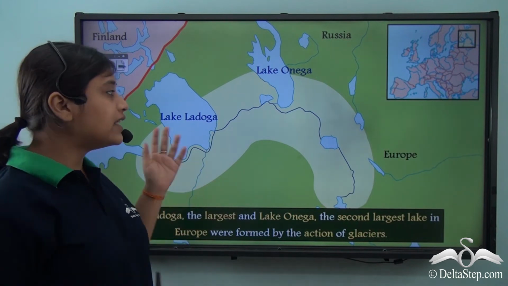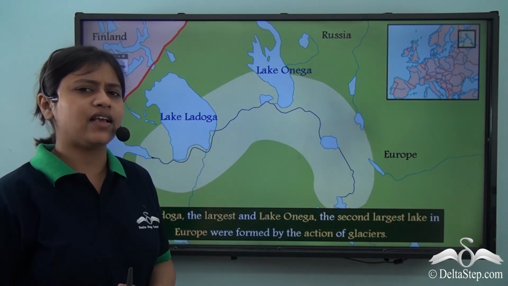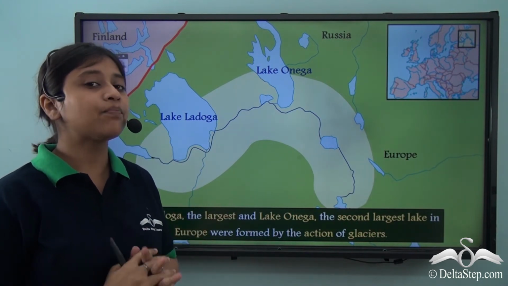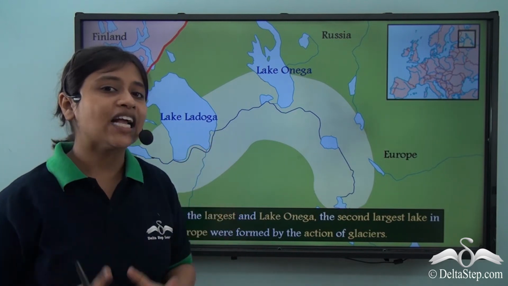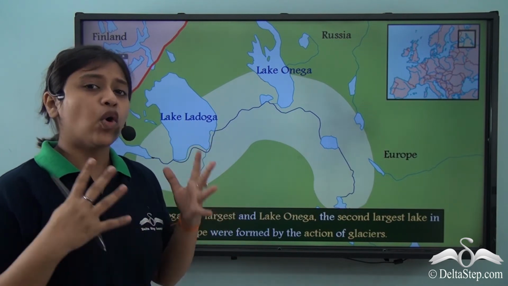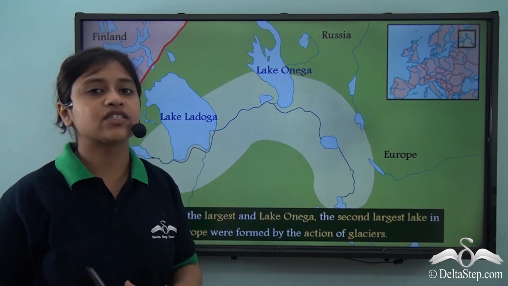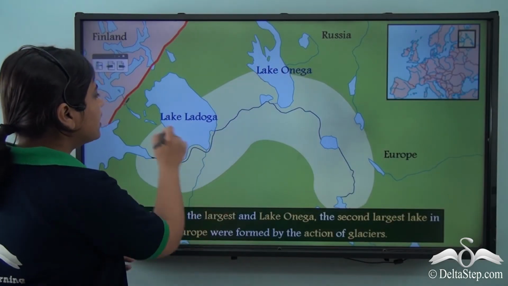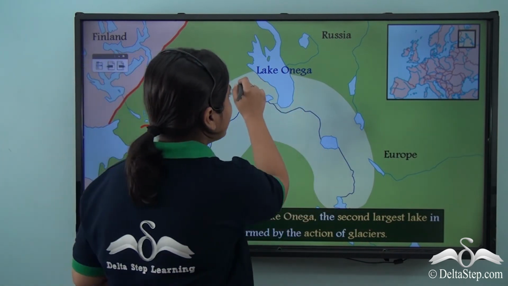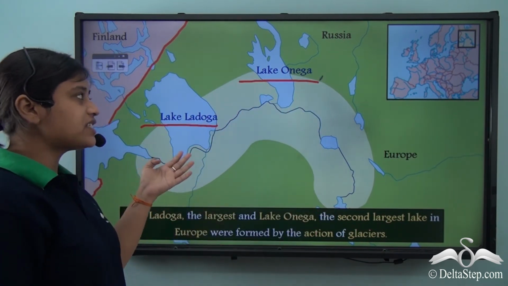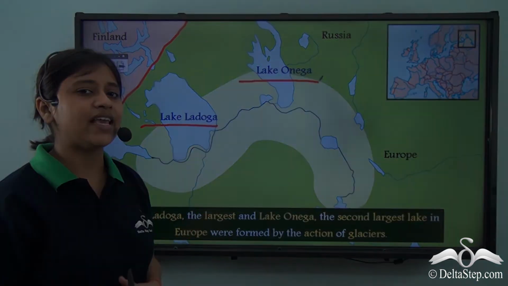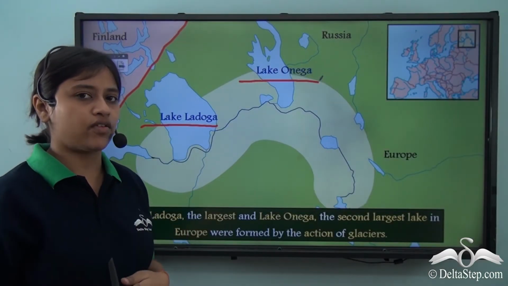Let's talk about these two very interesting lakes. What makes them interesting? Well, they were not naturally present there. Over the years, due to the action of glaciers, these two lakes were formed. Now, Lake Ladoga and Lake Onega are the largest and second largest lakes respectively in Europe.